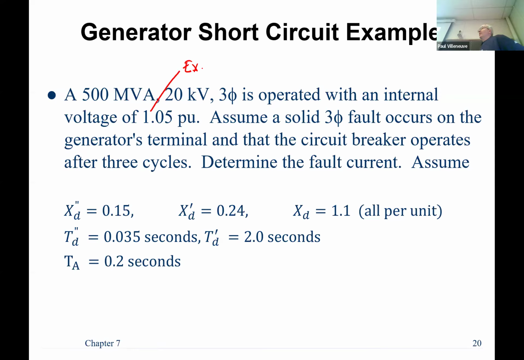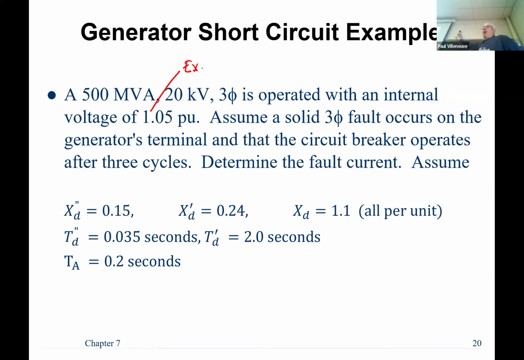Why do we have it at the generator terminals and not somewhere out on the line? Yeah, I'd have to worry about the line impedance, right? So if the fault occurs 50 miles away from the generator, I have all this impedance between there, so my fault current's going to be a lot less. I'm trying to calculate worst case conditions, so I'm going to include it right at the terminal.